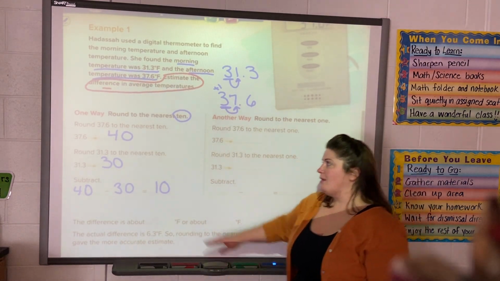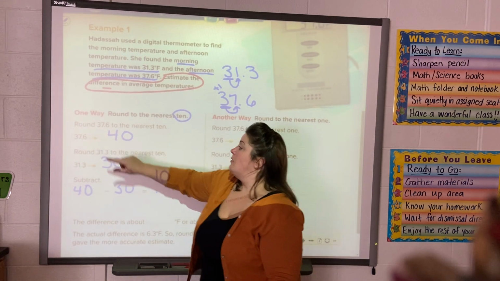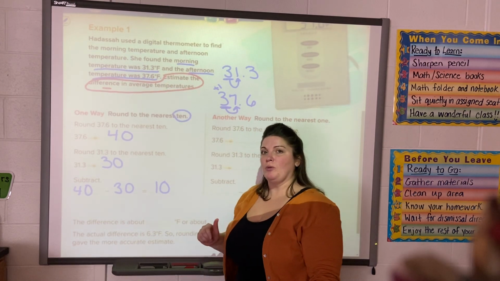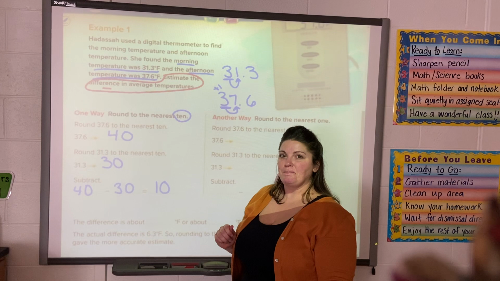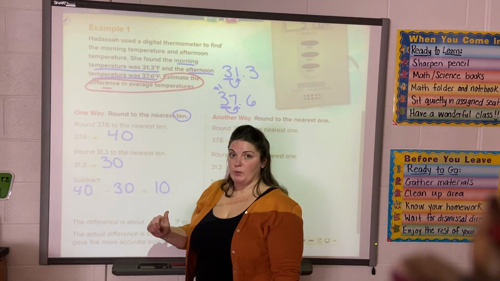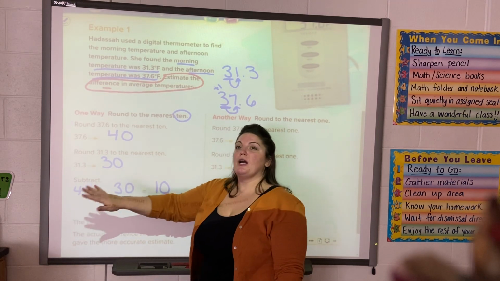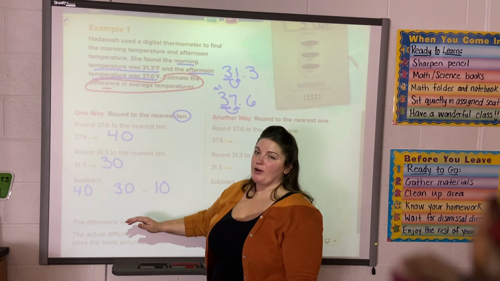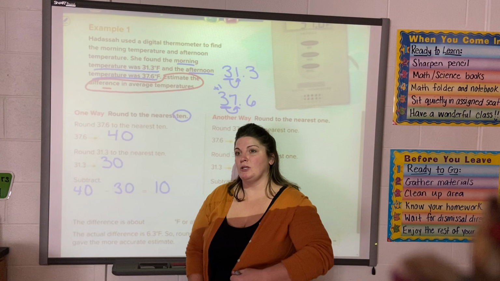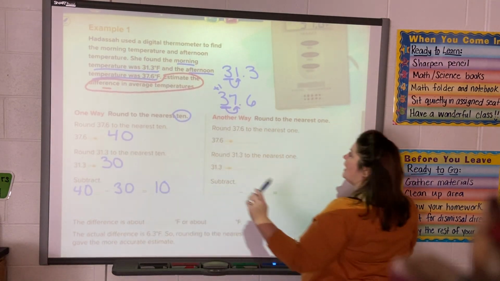Think about why they had us round 37.6 first, because it wasn't in the problem first. So think about why that could be. If you're thinking because in subtraction, we typically take our larger number, our greater number first and subtract the smaller number from that, then you're right, okay? And I say typically because as math gets harder, that won't always be the case, and you'll see that next year. All right, so in here we rounded to the nearest tens.